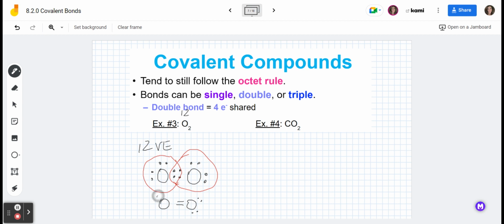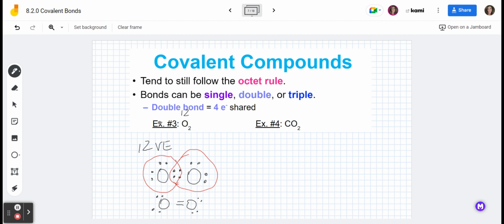If you want to use the lines instead of the dots that are shared. Again, we're going to have to use the dots when they're lone pairs. And you can see 2, 4, 6, 8 for this one, 2, 4, 6, 8 for this one. We always count this one for both of them because they're being shared.